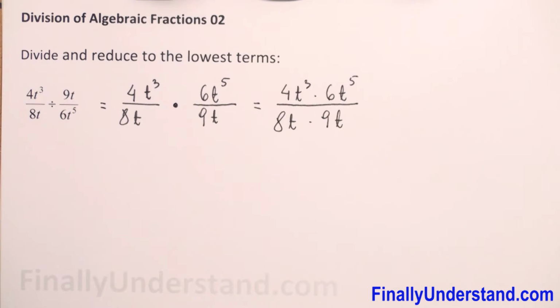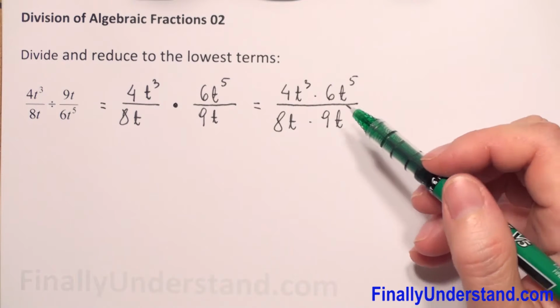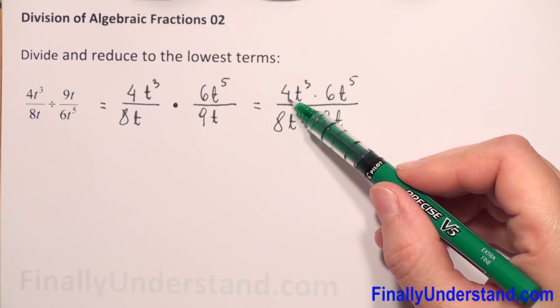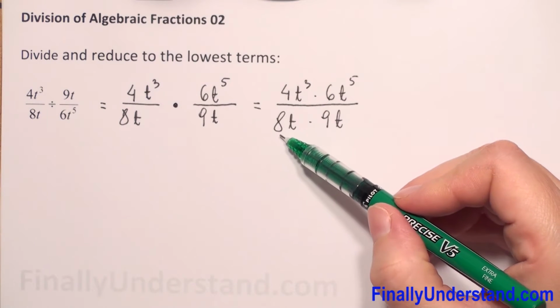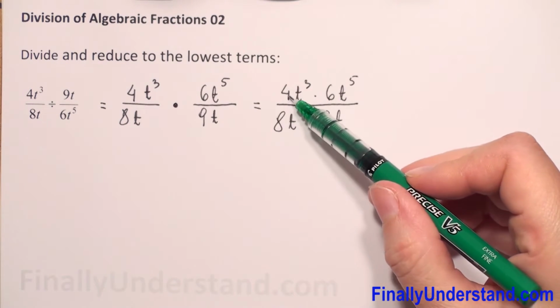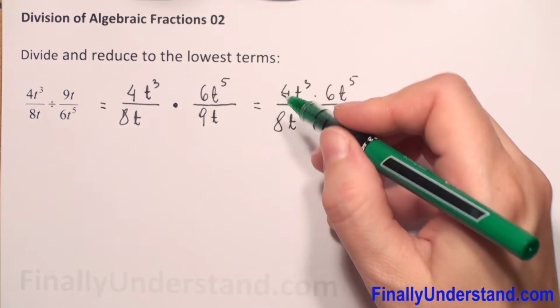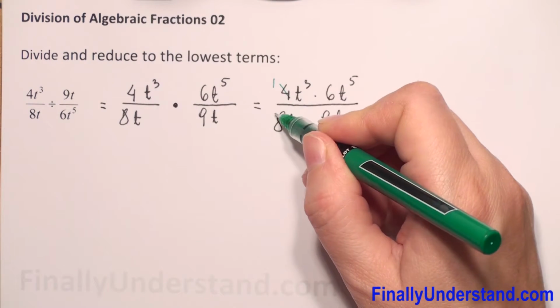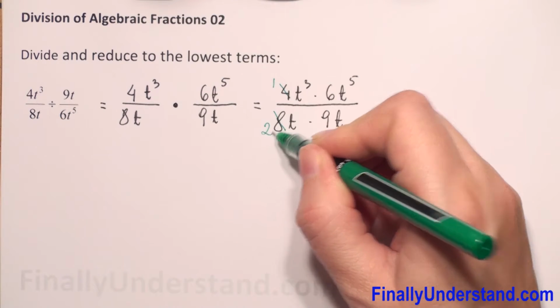Next, we have to reduce to the lowest power. Before we multiply, we can reduce something. We can always reduce numbers with numbers, the same variable with the same variable. And what do we have here? We have 4 in the numerator, and in the denominator we have 8 and 9. So we can reduce 4 with 8. 4 divided by 4 is 1, and 8 divided by 4 is 2.